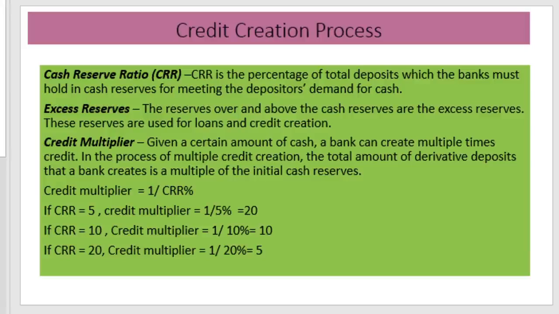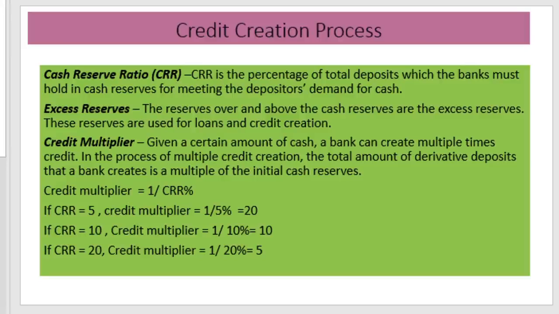Given a certain amount of cash, a bank can create multiple times of credit. In the process of multiple credit creation, the total amount of derivative deposit that a bank creates is a multiple of the initial cash reserve. This credit multiplier is important. Credit multiplier is nothing but 1 by CRR in percentage terms. 1 by CRR is the credit multiplier.